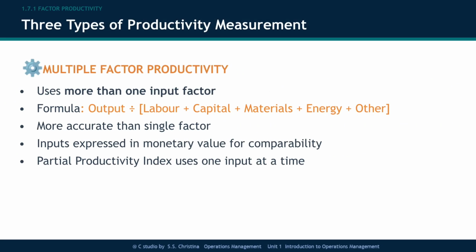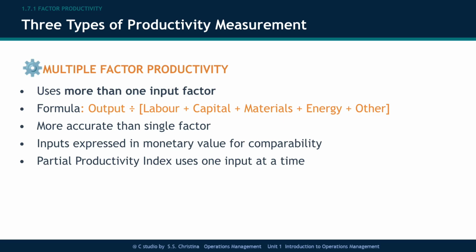Multiple-factor productivity is more sophisticated. It combines labor, capital, materials, energy, and other inputs in the denominator. The formula is output divided by the sum of all input costs. This gives a much more realistic picture of overall operational efficiency.